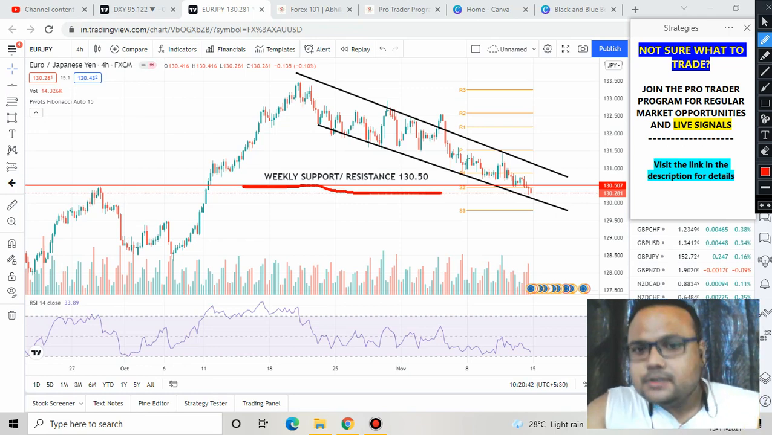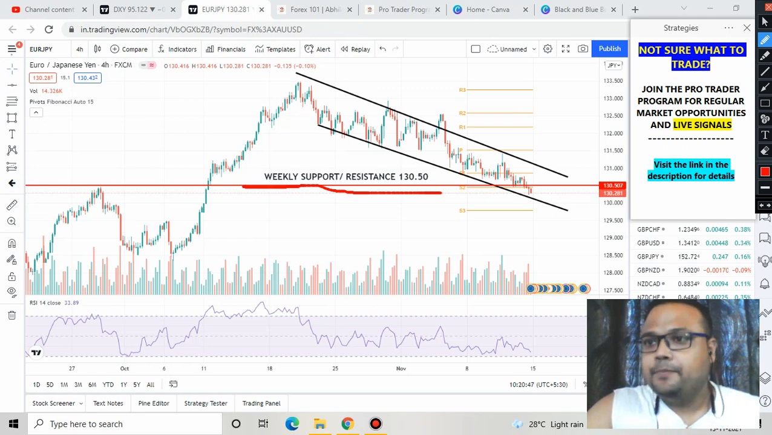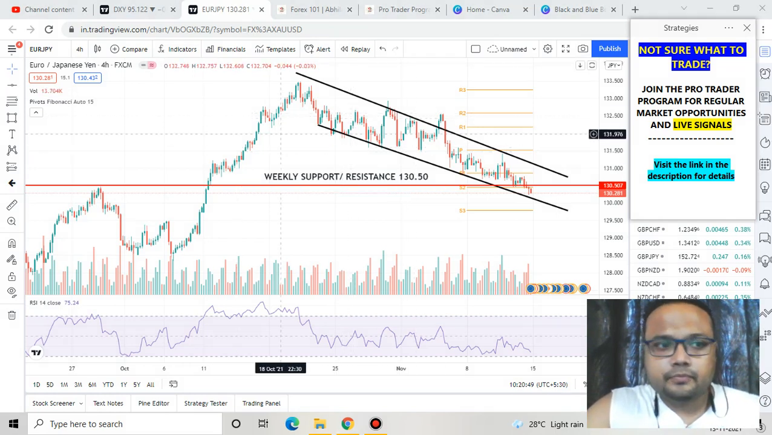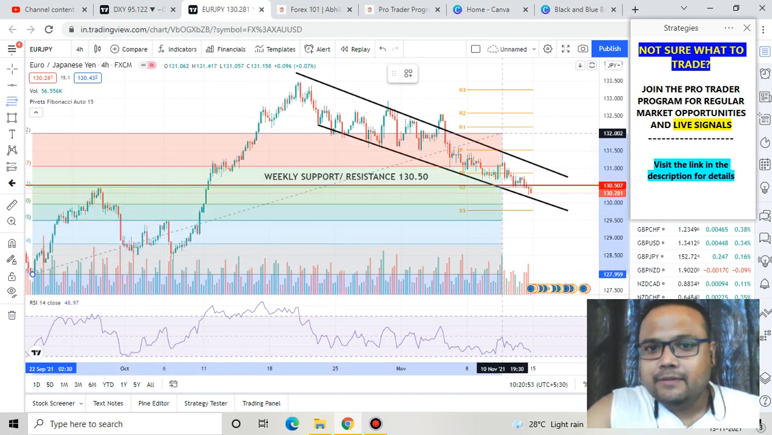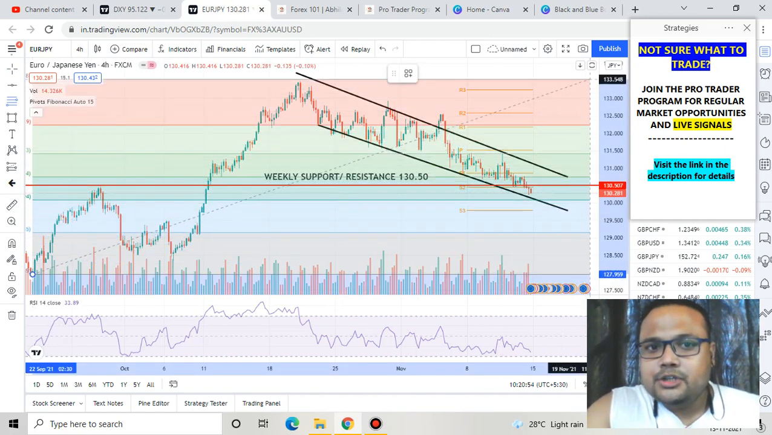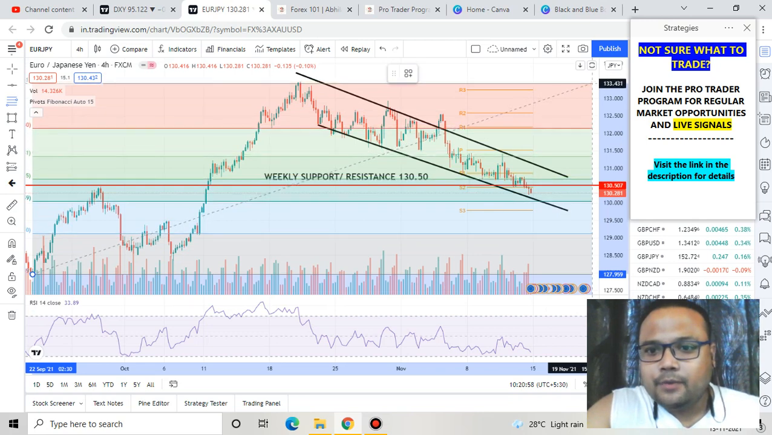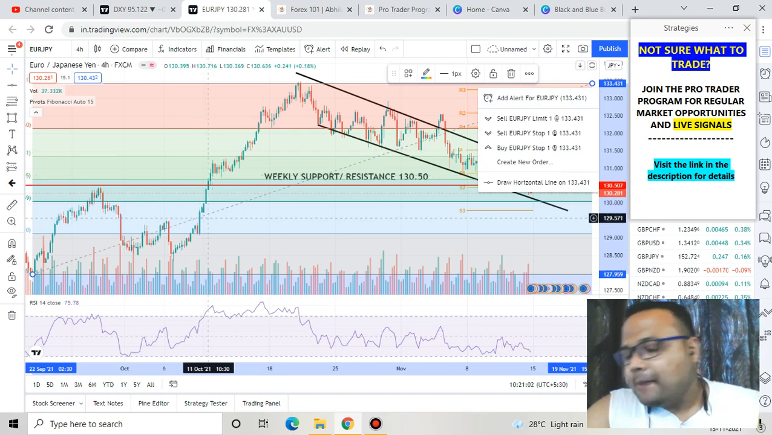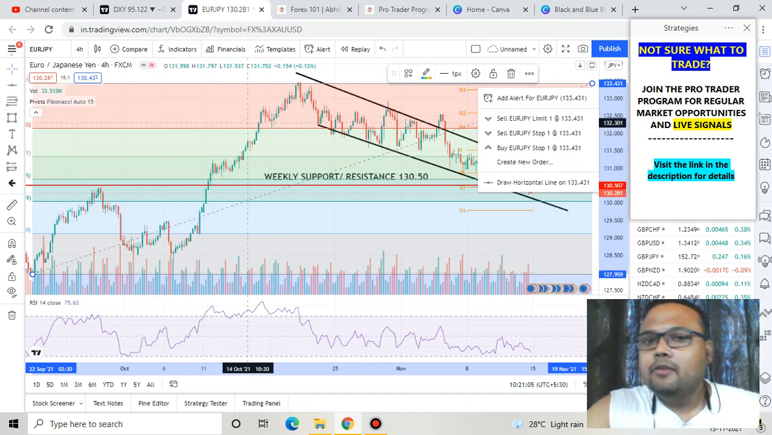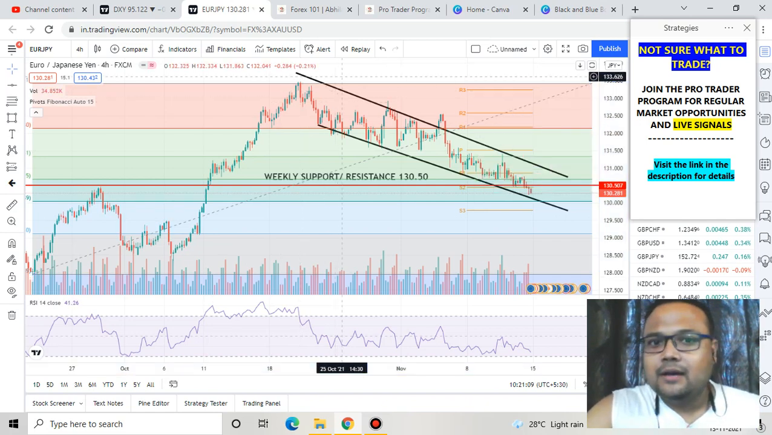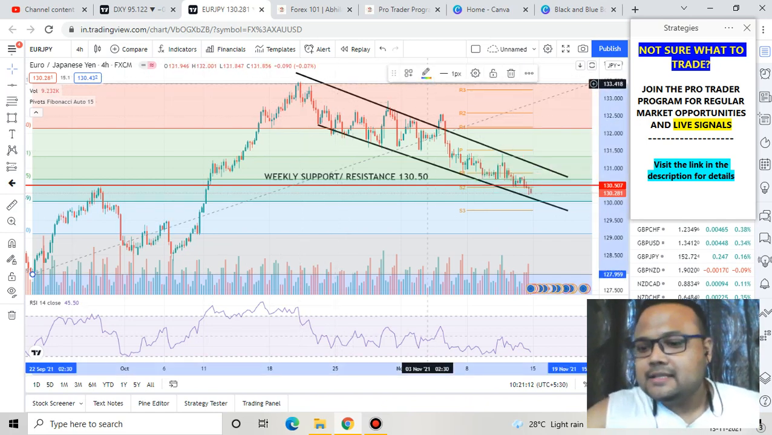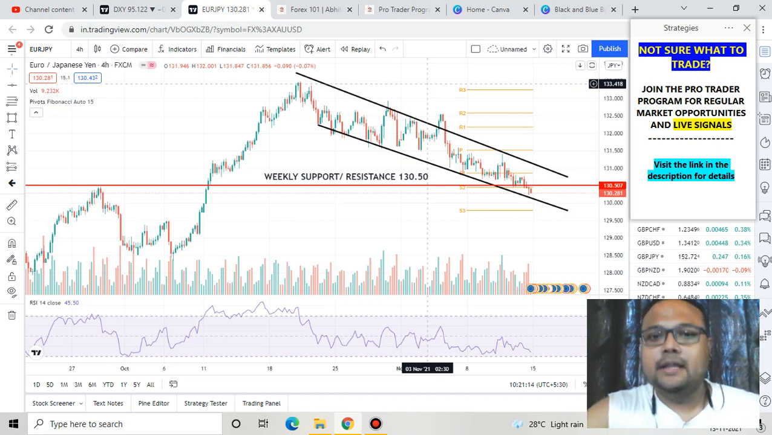So we had a strong support from the weekly chart at 130.50 level. Plus we also had a few Fibonacci retracement levels, but the selling pressure continued in the market and at one point of time market broke everything. After this strong uptrend in the market, we were thinking that this was just a consolidation or correction, but right now we can easily see that this is a trend reversal in the market.